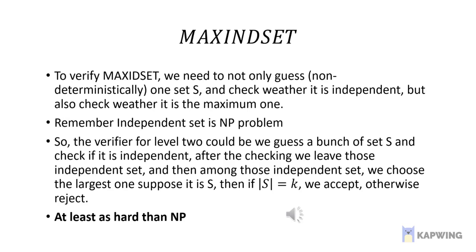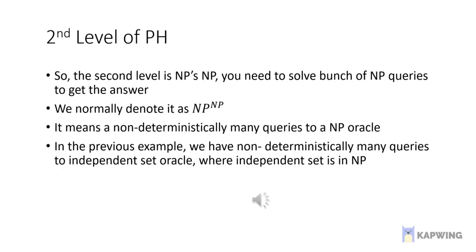So it gives us the intuition that this problem is at least as hard as NP. It gives us the intuition of NP's NP, which means you need to solve a lot of NP problems to really decide it. We normally denote it as NP to the power of NP. It means we solve some NP problem nondeterministically many times. So like in the previous example, we solved the independent set problem nondeterministically many times to really decide it.